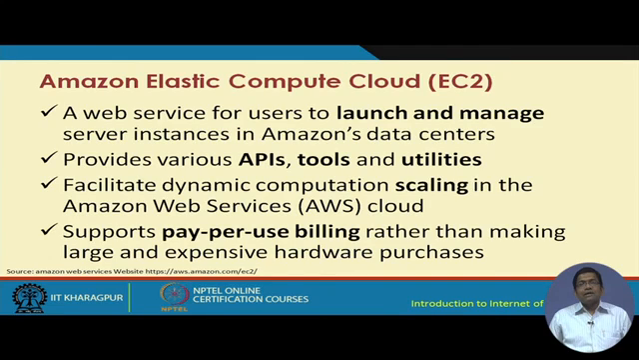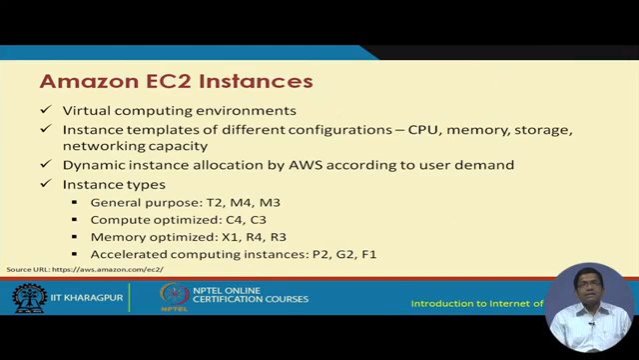The next one, which is also quite popular, is the EC2, Amazon platform, EC2, Elastic Compute Cloud. The name says it. Actually, the advantages of Amazon EC2 is evident from the name. EC2 is a web service for users to launch and manage the server instances in Amazon's data center. It provides various APIs, tools and utilities. It has the facility for dynamic computation scaling in the AWS cloud, and it supports pay-per-use billing rather than making large and expensive hardware purchases.